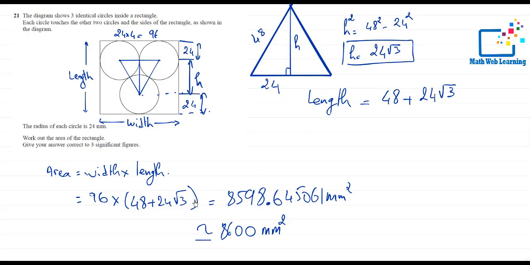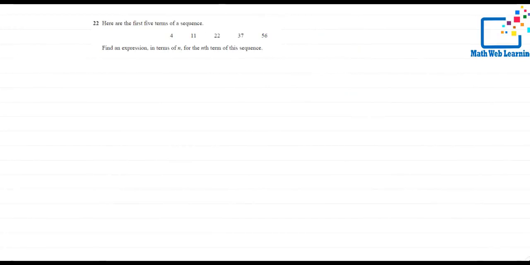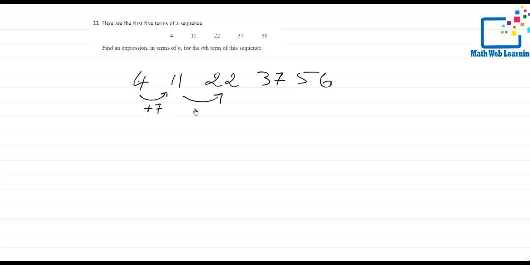Next question is question 22. Question 22 is on sequences. Let's have a look. 4, 11, 22, 37, 56. The difference here is plus 7. The difference here is plus 11. The difference here is plus 15. And the difference here is plus 19.